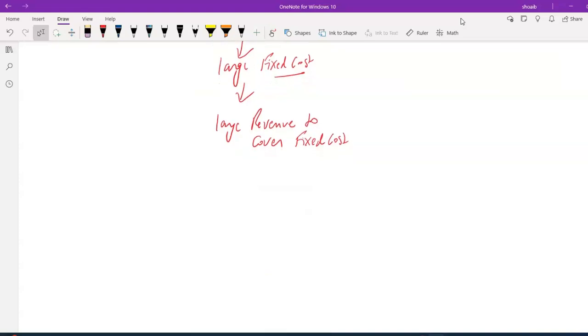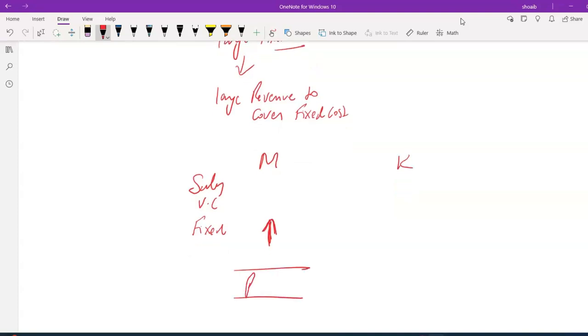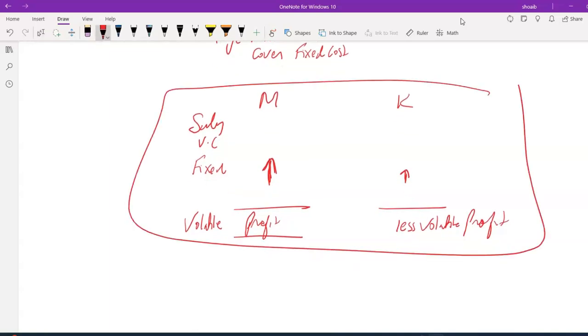Okay. So if this is the Maple, this is Kohat, this is their sales, this is their fixed cost, variable cost. So Maple has a higher fixed cost, so its profit is volatile. कभी ज़्यादा कभी कम. Kohat has a fixed cost but lower fixed cost. So it has less volatile profit. So which company should you buy?